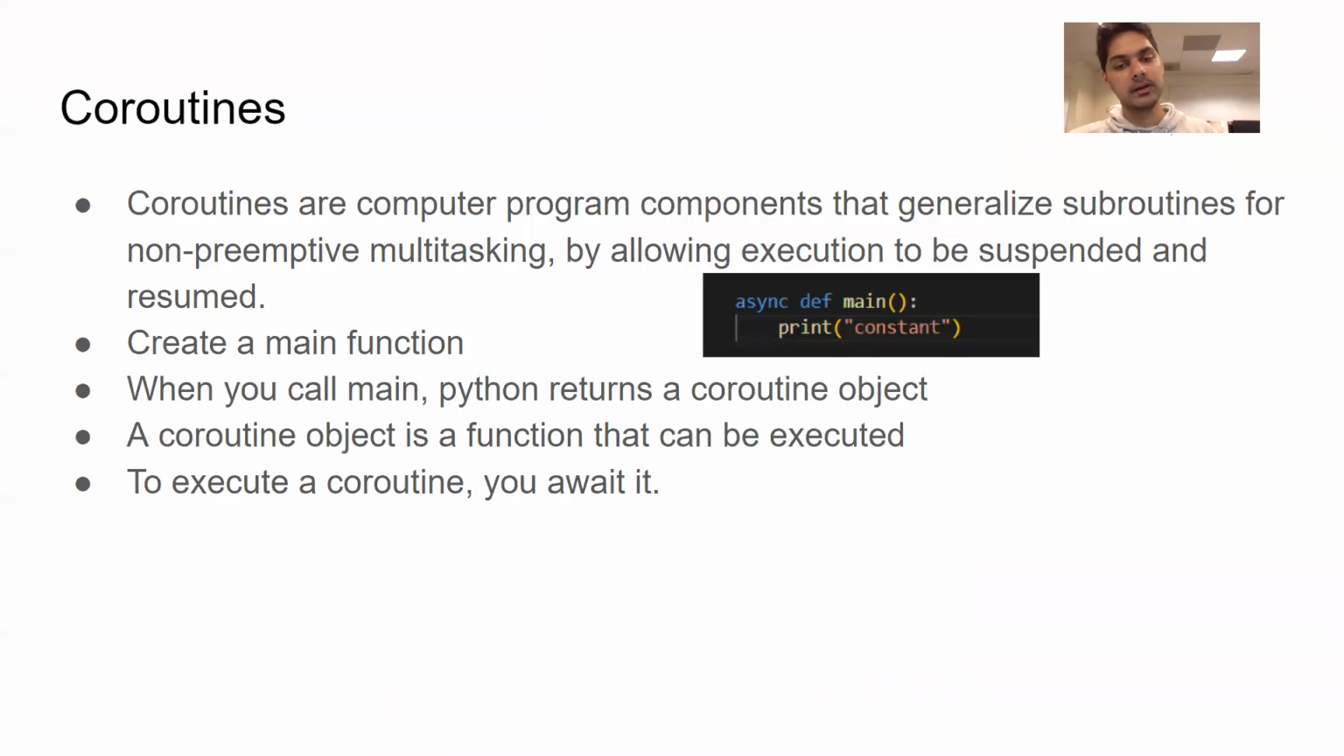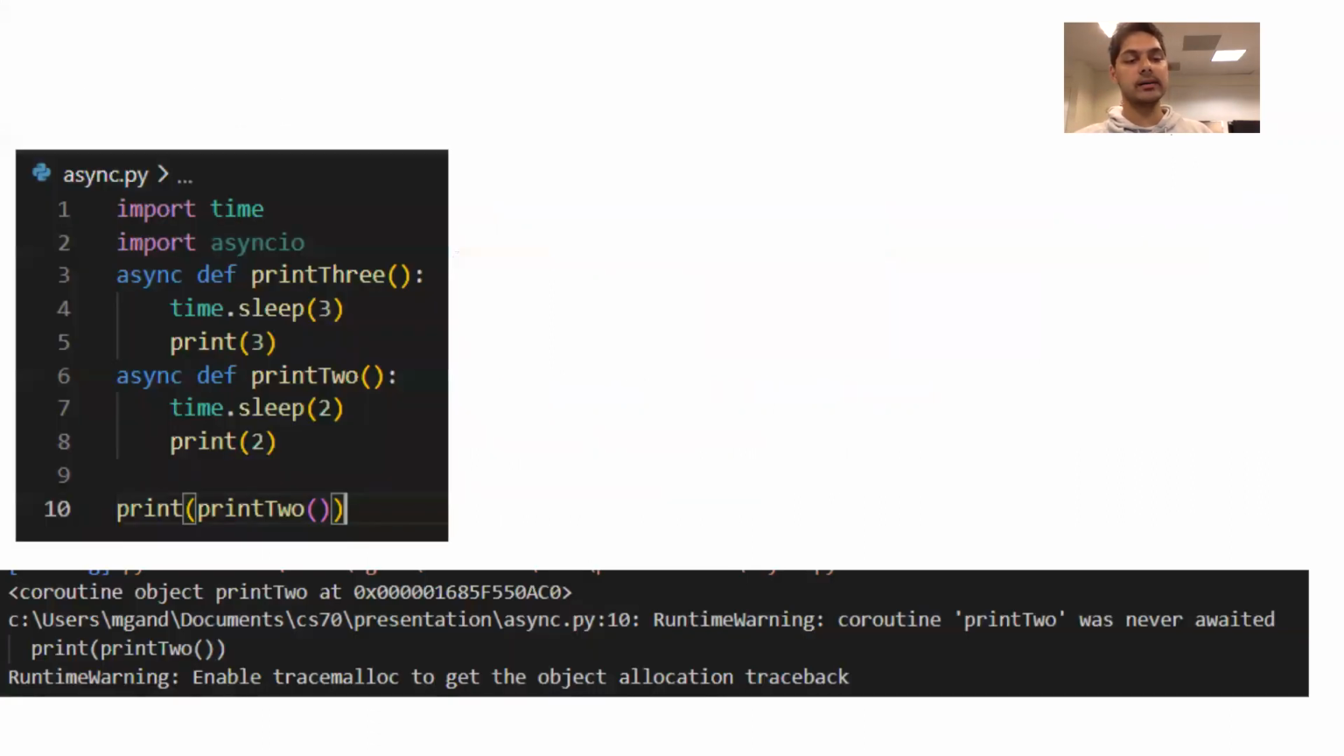When you call main, Python returns a coroutine object, and it didn't print constant, because when we call an asynchronous function, we need to await that function. And what does that mean? Let me build up to it. Forget about main for a second. We do need a main function, but let's forget about it for now.